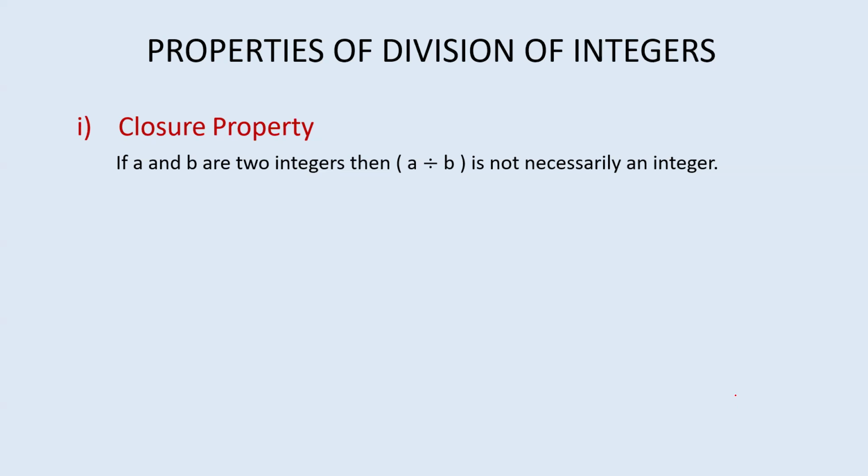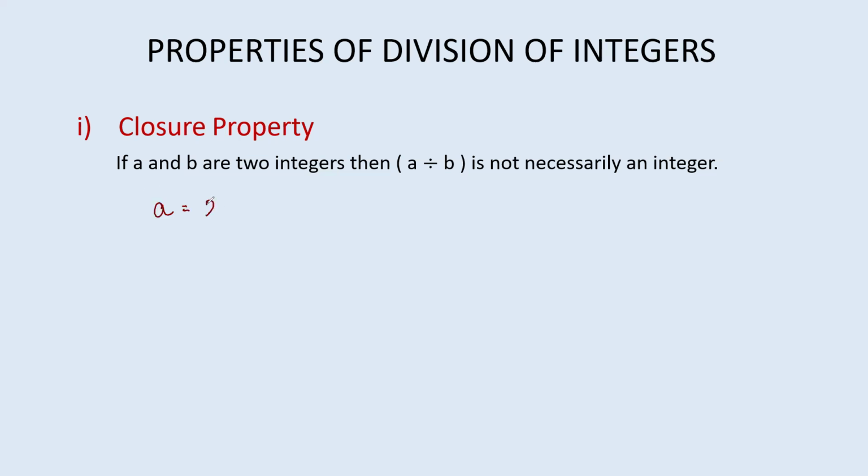Now in this video, we will understand the properties of division of integers. So how do we start? The first property is the closure property. Closure property basically means that when we divide two integers, if the answer is an integer, then the closure property holds for division of integers. If it is not, then the closure property does not hold. Let us see whether it holds or not.